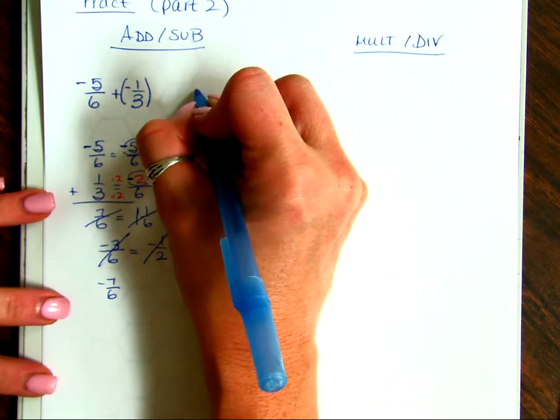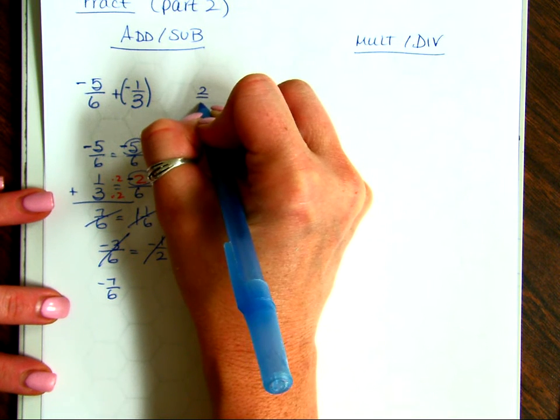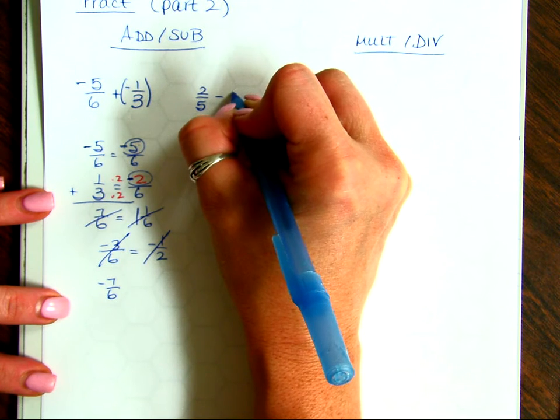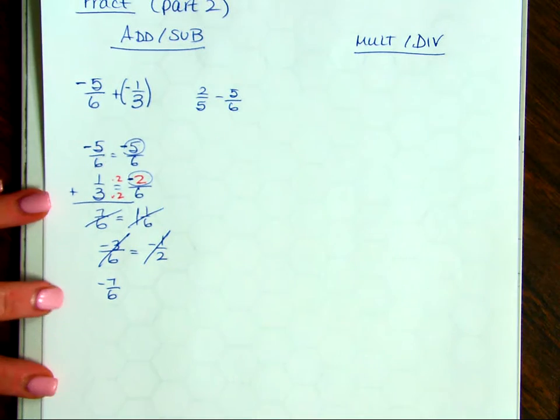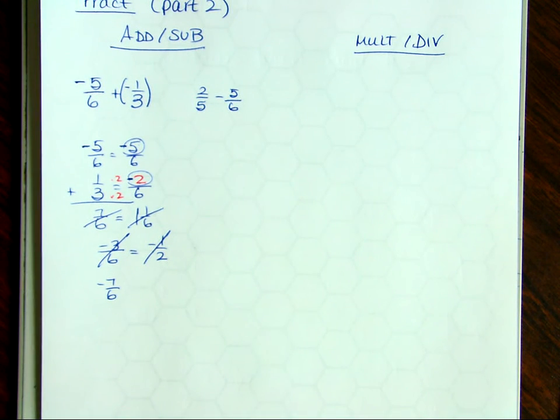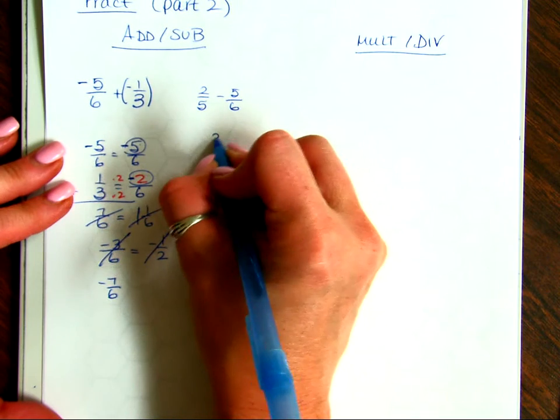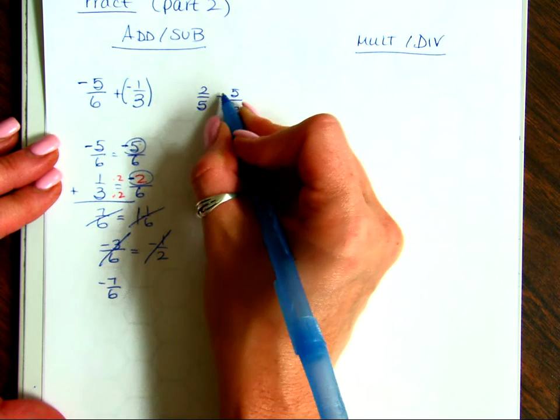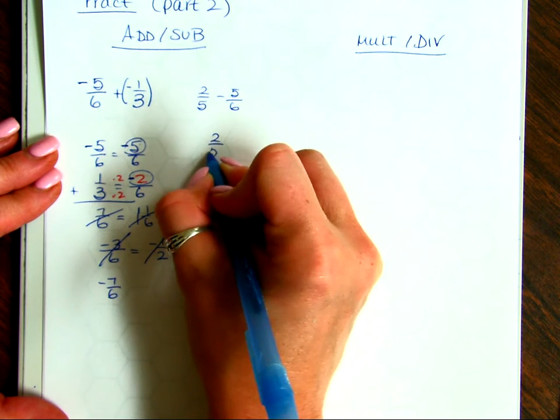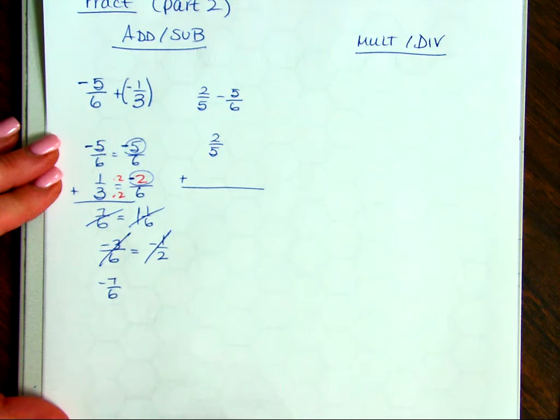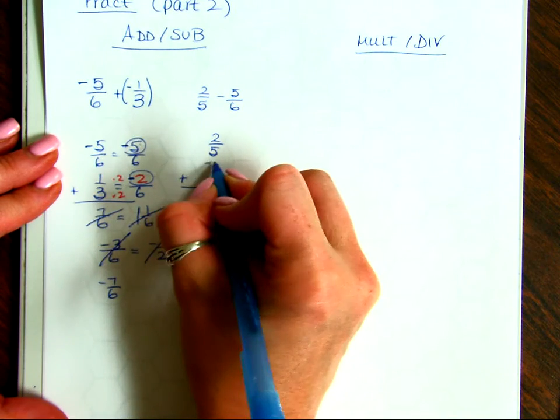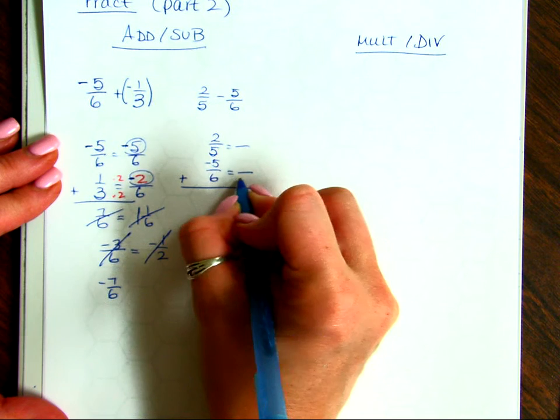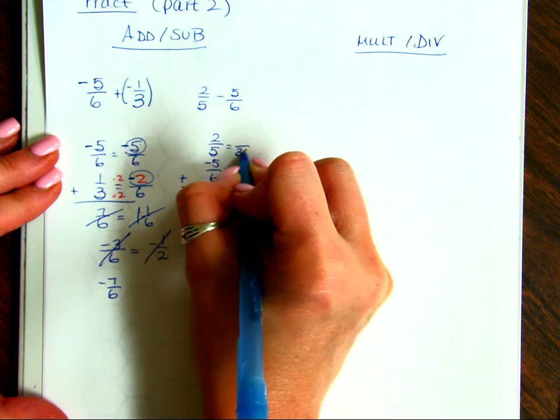And here's the subtraction part of it. 2/5 minus, let's say, 5/6. So I want to take 2/5 and subtract 5/6. The first thing you're going to do is watch what this means. I'm not really subtracting 5/6, I'm adding a negative 5/6. So with 2/5, look what I'm going to do right here. I'm going to put a plus, and I'm going to put a negative 5/6 right here. And then I find my common denominator, which is 30.